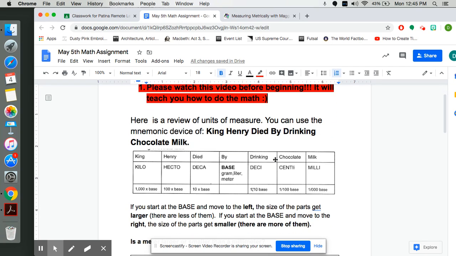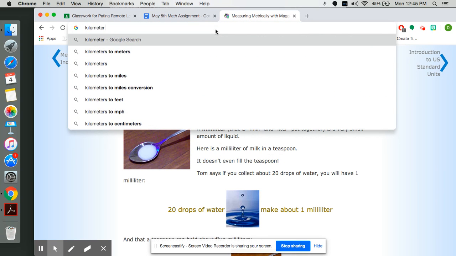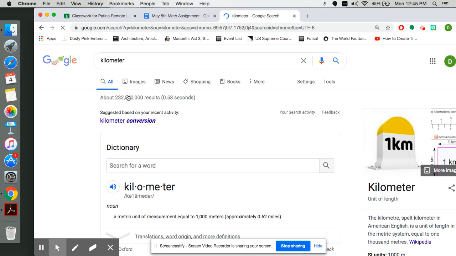So let's talk about this mnemonic. This helps you remember what's the biggest and what's the smallest in the metric system here. It is called King Henry died by drinking chocolate milk. So the biggest is going to be the king. So anything that's kilo is always going to be really, really big. So think kilometer. I'll show you an example of something that's a kilo.